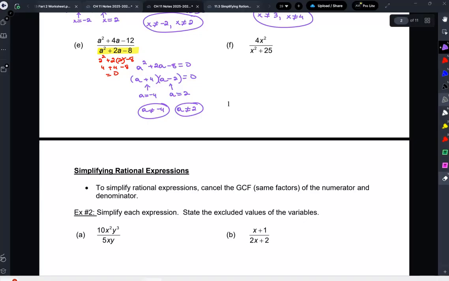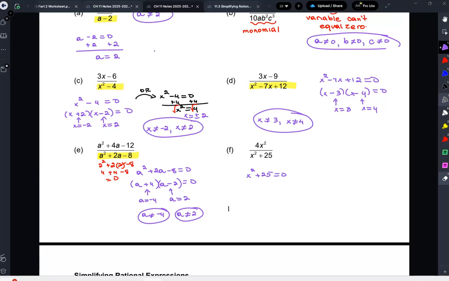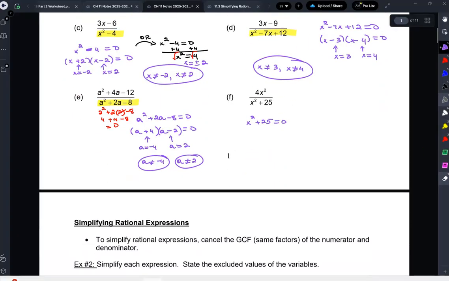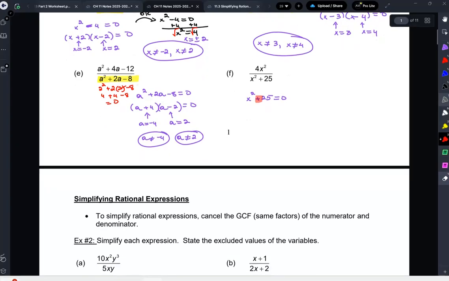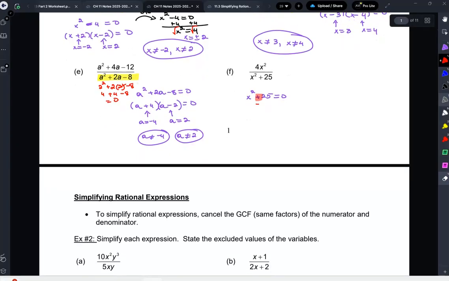Okay, let's do the next one. x squared plus 25 is equal to 0. Can we factor this? We can only do that if it's a difference of 2 squares. We were able to do that with the x squared minus 4 because I had a perfect square, minus in the middle. Here, I have plus in the middle. I cannot factor this. That means I got to do it the other way. Minus 25. x squared equals negative 25.